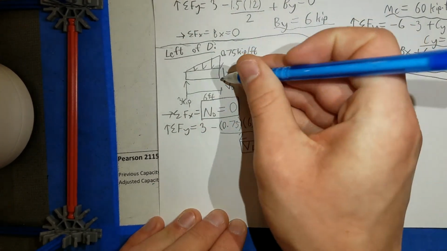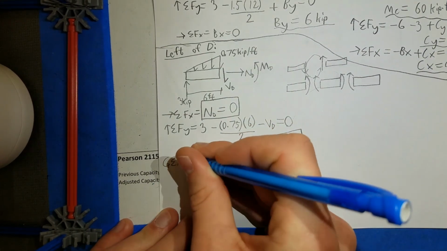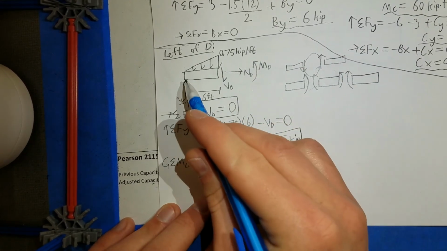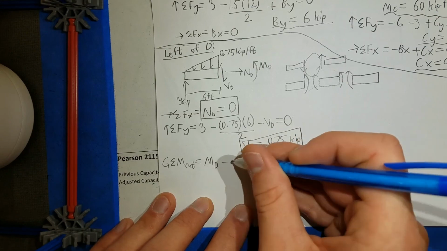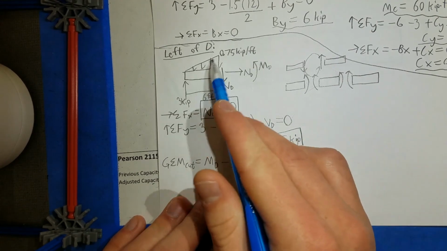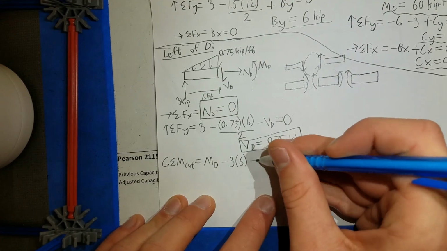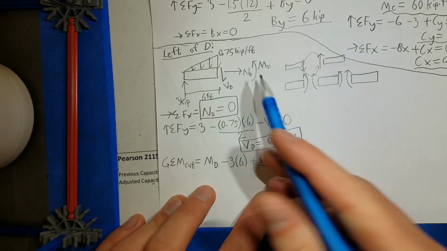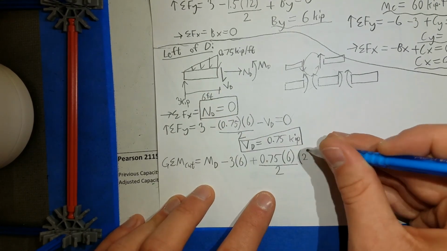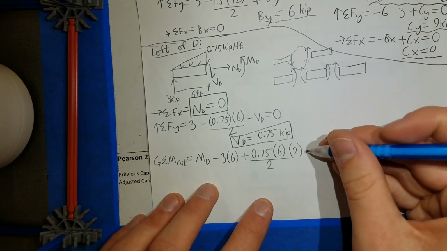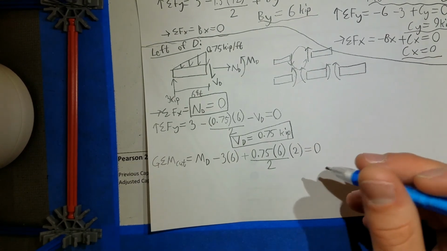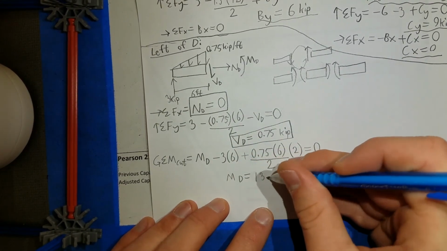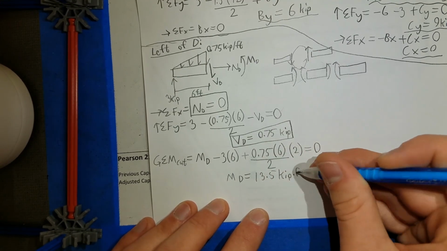And lastly, we'll take the moment about this cut here. So the sum of the moments about the cut is going to be equal to M_D, and then we're going to have our 3 kips acting clockwise, so minus 3 times 6, and then we're going to have this load going counterclockwise, so plus 0.75 times 6 over 2, and then our distance is going to be 1/3 of the distance, so 2 feet. And those should be the only forces causing moments. When we solve for M_D, we get that it's equal to 13.5 kip feet.